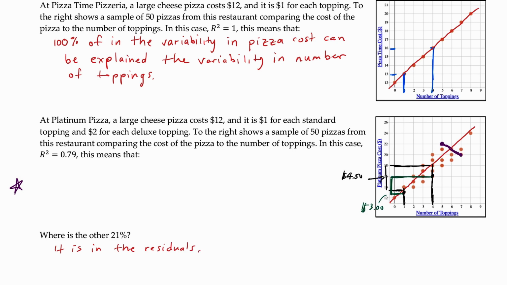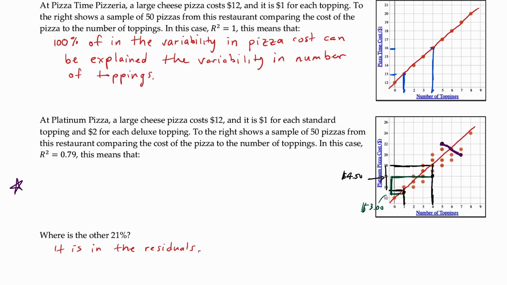The rest of it is in the residuals there. So the model predicts one thing and the actual value is off by a bit. That difference, what could account for why the model didn't nail it? Why is it that it's not perfect? It was perfect for pizza time. Why not platinum pizza? What else could be going on?